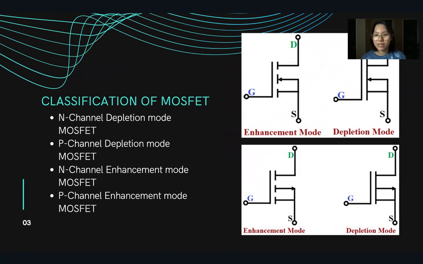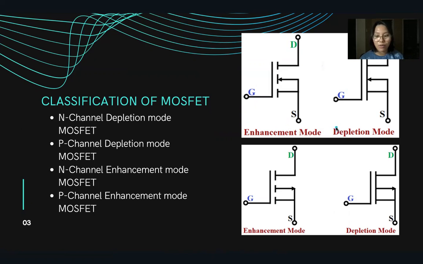So what is the difference between the depletion and the enhancement mode? The depletion type is a transistor that requires a gate source voltage to switch the device off. The depletion mode MOSFET is equivalent to a normally closed switch, while the enhancement mode is a transistor that requires a gate source voltage to switch the device on. The enhancement mode MOSFET is equivalent to a normally open switch. Basically, the difference is that in depletion it is on by default and in enhancement it is off by default.